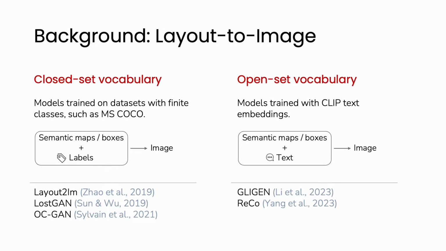Actually, this is a task called layout-to-image generation. There are some works trying to solve this problem, and they can be mainly classified into two classes. The first class is called closed-set vocabulary models, which means the model is trained on a dataset with finite classes, such as MS COCO. The other one is called open-set vocabulary models. They do not limit the labels of the input bounding boxes. Our method tries to solve the open-set problem. Although there are some works such as GLIGEN and ReCo that focus on this setting, they usually require training or fine-tuning an open vocabulary image generator, while we try to solve it without further training or fine-tuning.